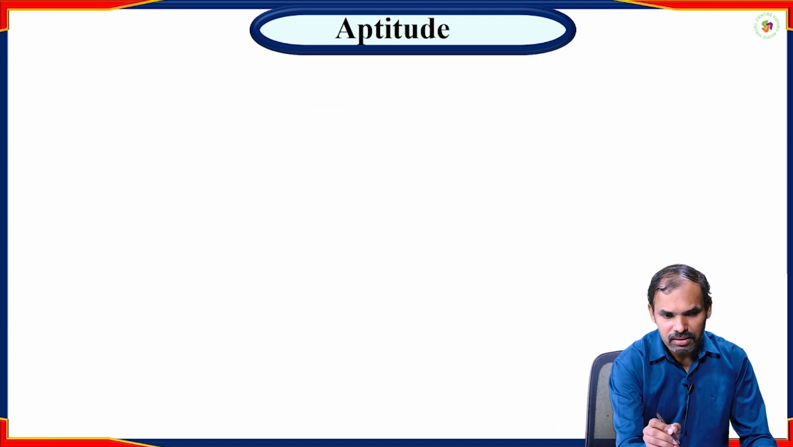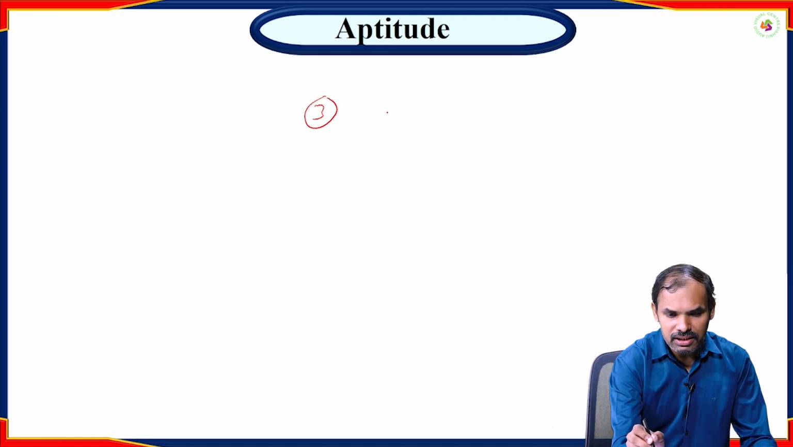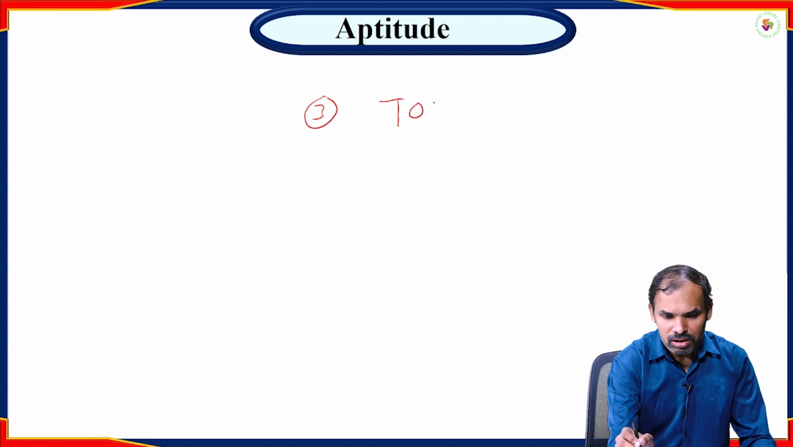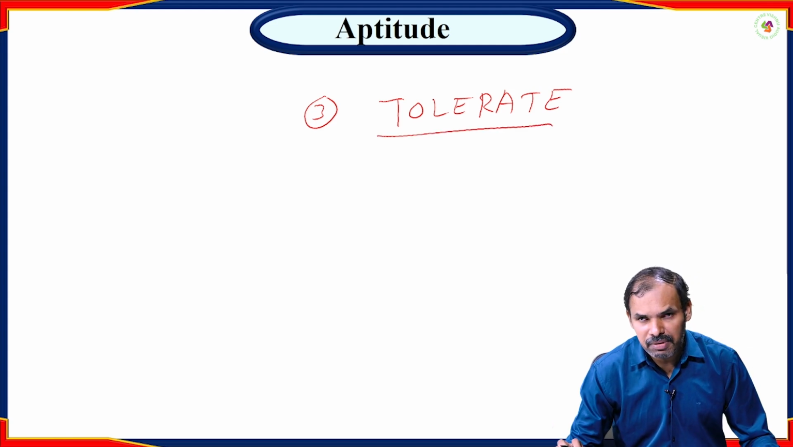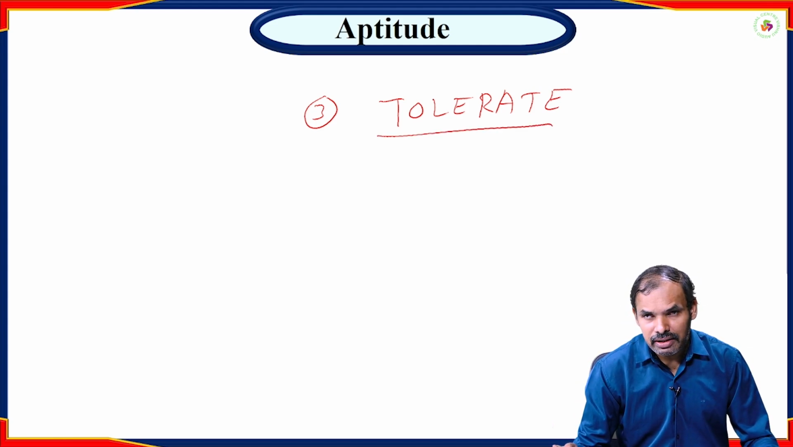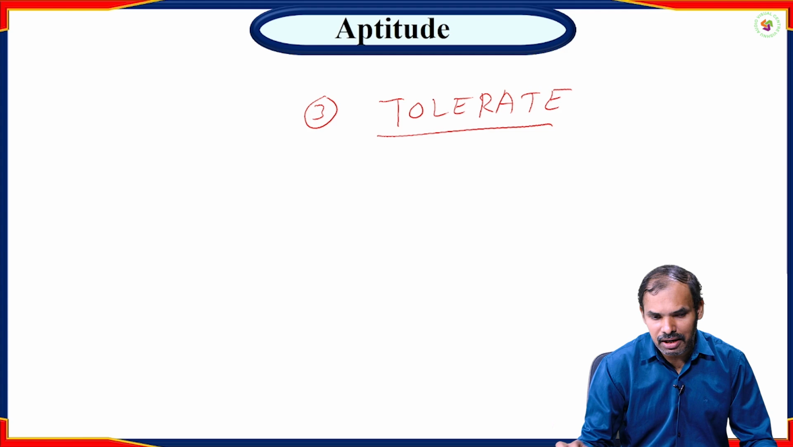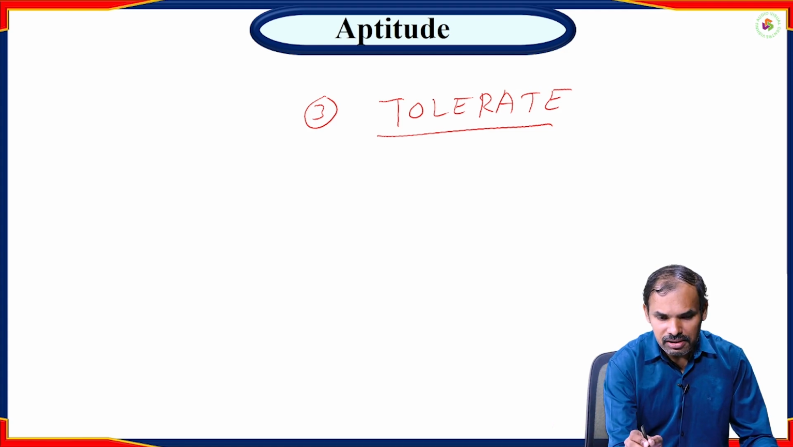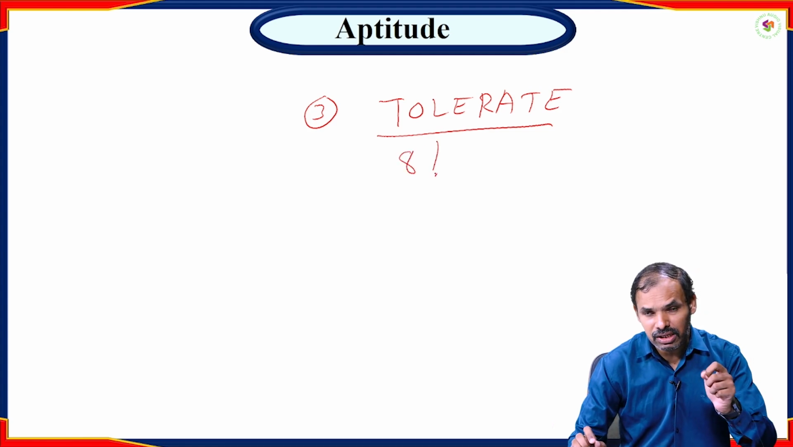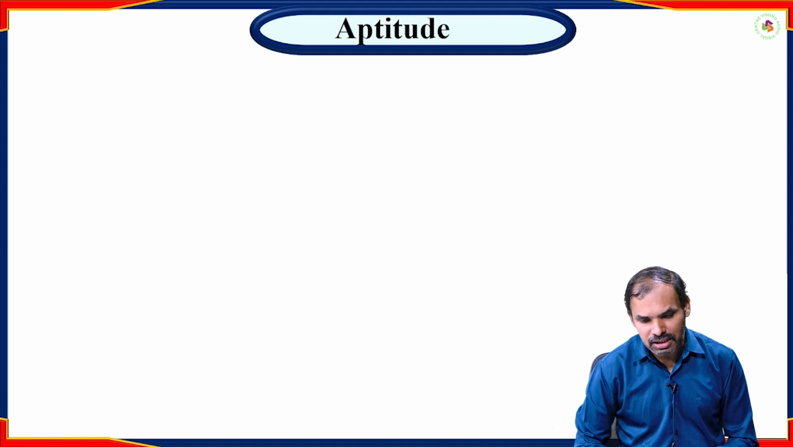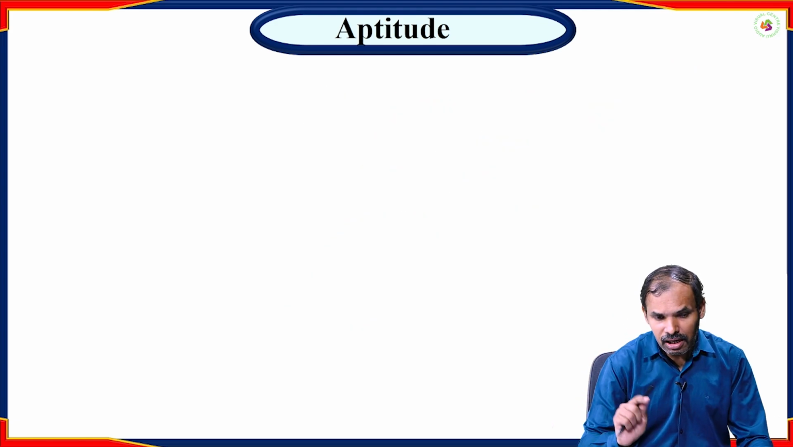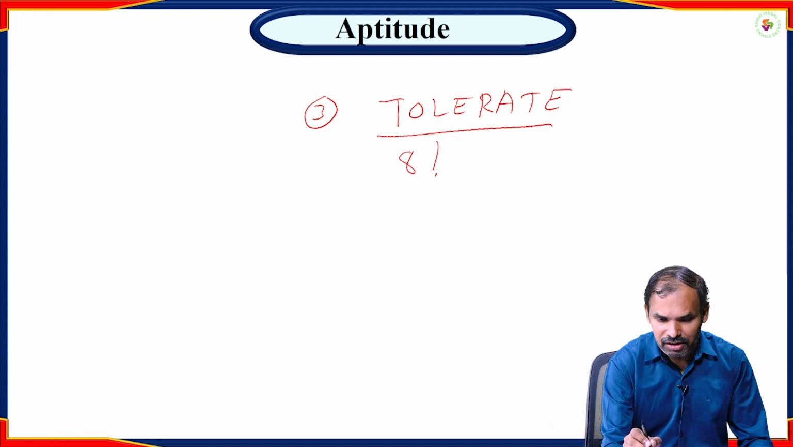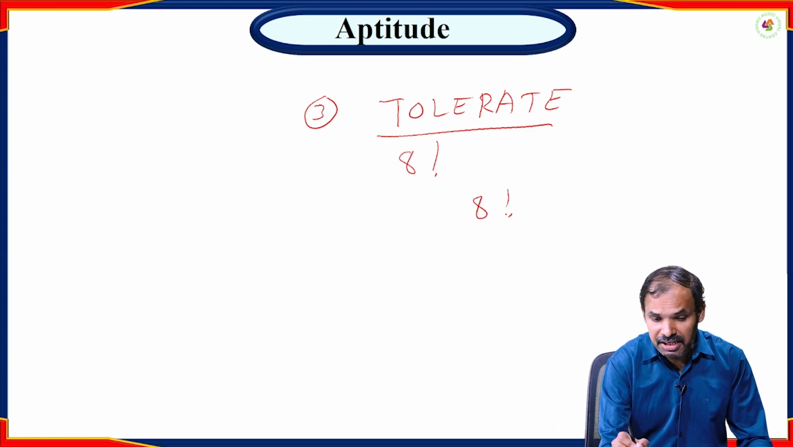Next, third one. This is an important question: how many ways can the letters of the word TOLERATE be arranged? In TOLERATE, how many letters are there? 8. Students will write 8 factorial ways. But the twist is, in the previous question, ORANGE, only 6 letters were there, 6 factorial, no repetition of the letters. But here, there are 8 letters, 8 factorial, and in the denominator you have repetition.